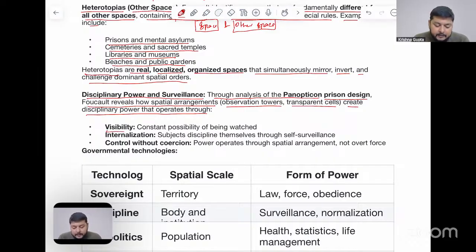So visibility, when we see it, is a constant possibility of being watched. Internalization: subjects discipline themselves through self-surveillance and control without coercion. Power operates through spatial arrangement, not overt force. So this was an important part given by Foucault, that power operates in a particular spatial arrangement, which is not seen as something done by force here.